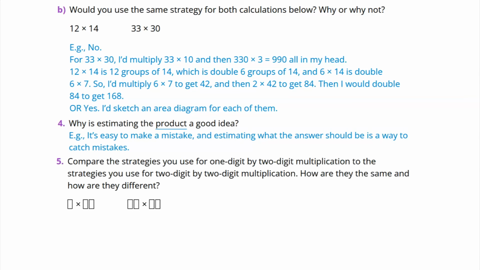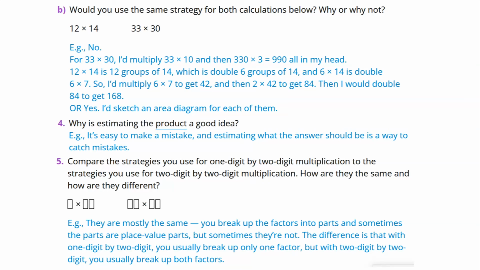Compare the strategies you use for 1-digit by 2-digit multiplication to the strategy you use for 2-digit by 2-digit multiplication. How are they the same, and how are they different? So they're mostly the same. You break up the factors into parts, and sometimes the parts are place value parts, but sometimes they're not. The difference is that with 1-digit by 2-digit, you usually break up only one factor, but with 2-digit by 2-digit, you usually break up both factors.